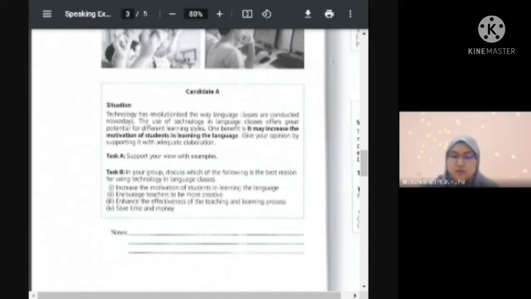Besides, it also teaches the students the language while having fun doing activities such as games. Second, technology also helps teachers present their ideas in a more colorful and more attractive way, so students will be more interested in studying a language. That is all from me.